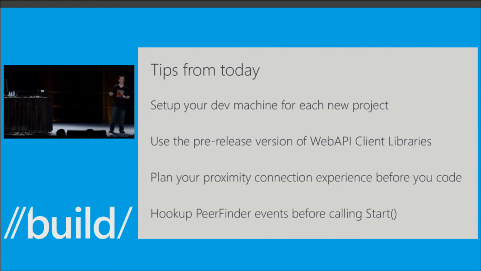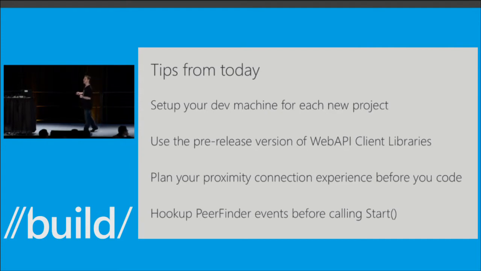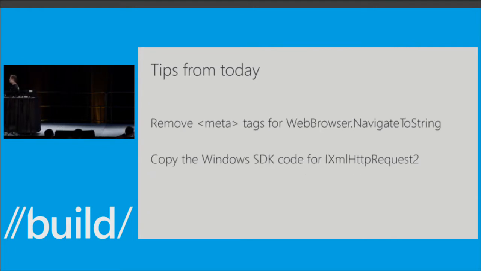We talked a bit about proximity and how you have these two different models and figure out which one you need to do before you start writing code. If you write the code first, like I did when I first did this demo, you get very confused, right? You need to figure out what you're supposed to do. And then hook up PeerFinder before calling start.